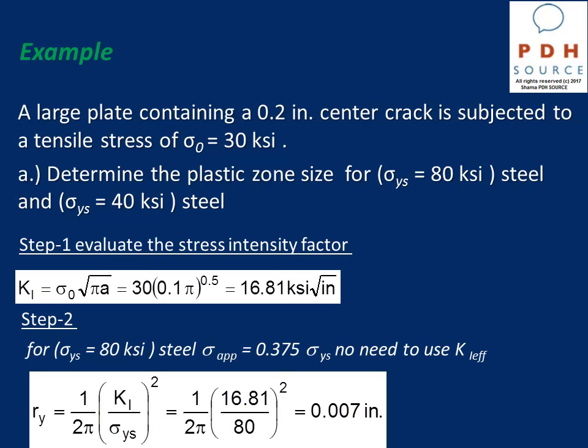Now for 80 ksi steel, the ratio of sigma to sigma yield is 0.375. So in this case, we can ignore the use of K1 effective, and we can use the equation directly without K1 effective, and we can obtain a value for ry equal to 0.007 inch, which is a very, very small value.